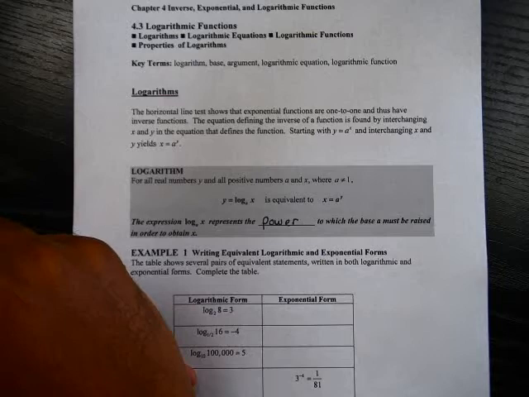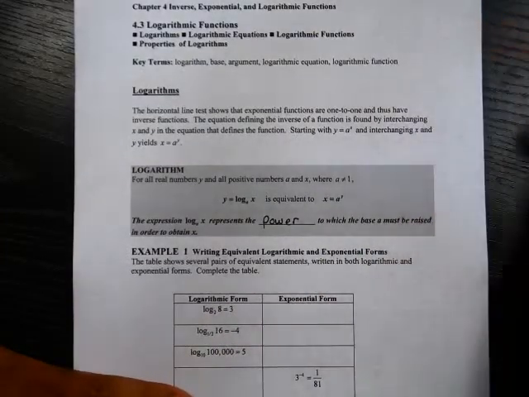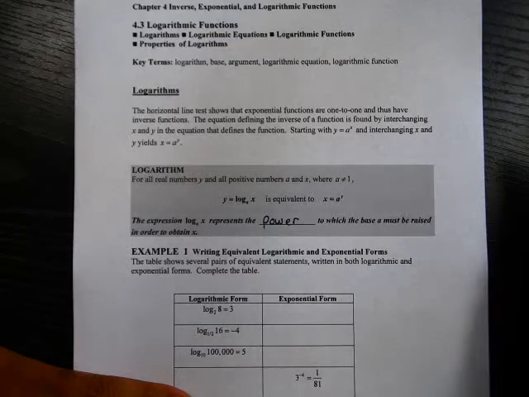This would be section 4.3 on logarithmic functions. Alright, and logarithms. The horizontal line test shows that exponential functions are one-to-one and thus have inverse functions.